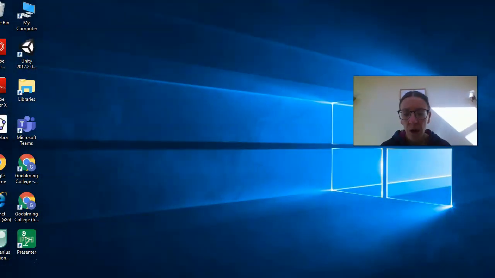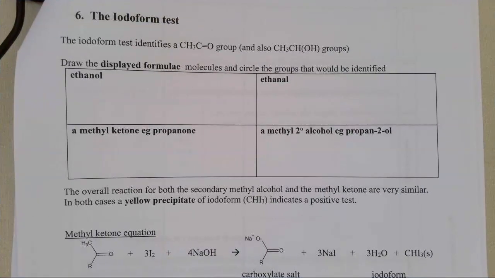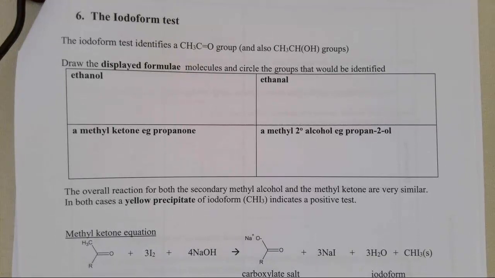Now, the iodoform reaction is a test for various compounds, but unlike all the other organic tests, it doesn't test for a single functional group or group of atoms. It tests for 4 different functional groups. So we're going to look at that in detail. So you'll need your pack and you'll need a pen, and we will start. There's a little video that goes along with this, but you can also find lots of different videos about the iodoform test on the internet.